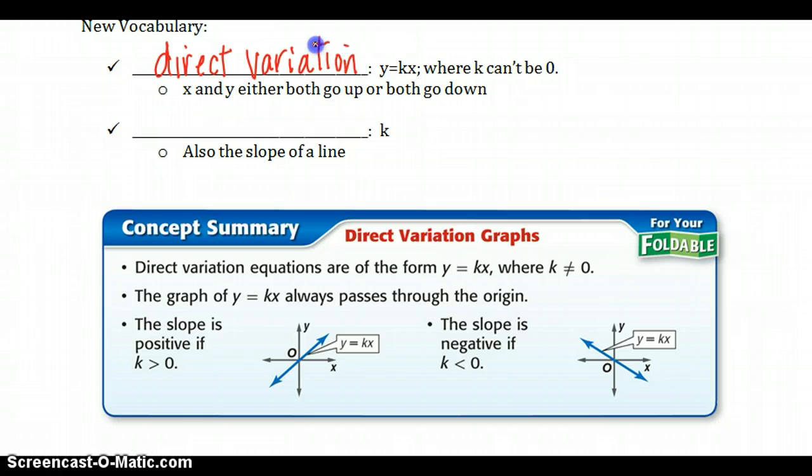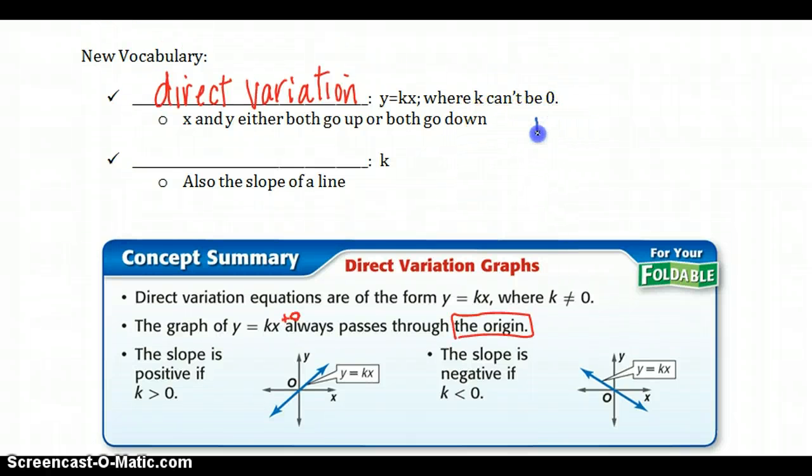All right, we've already talked about having a constant rate of change, and this lesson is going to talk about direct variation, where you have an equation y equals kx. Now, k in this equation cannot be 0. If k is 0, then you have y equals a number or y equals 0. So it would not be a direct variation problem if k was 0. And x and y in direct variation problems either both go up or both go down.